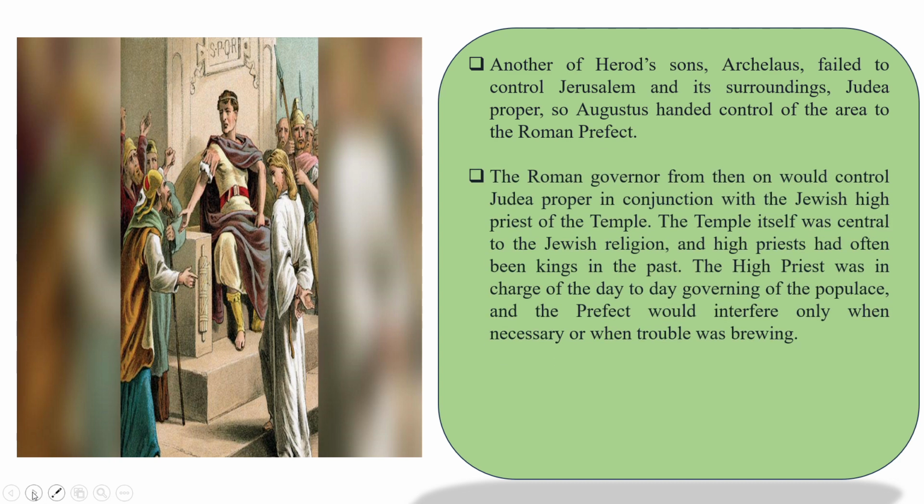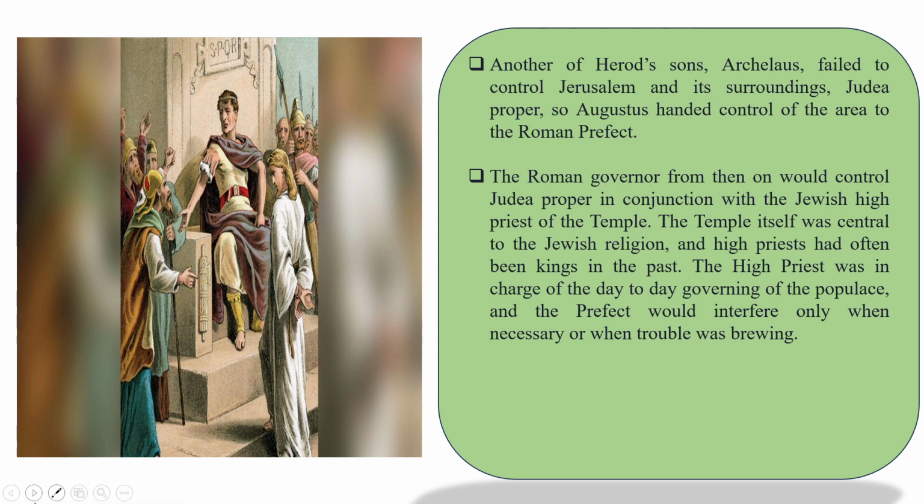The Roman governor from then on would control Judea proper in conjunction with the Jewish high priest of the temple. The temple itself was central to the Jewish religion, and high priests had often been kings in the past. The high priest was in charge of the day-to-day governing of the populace, and the prefect would interfere only when necessary or when trouble was brewing.